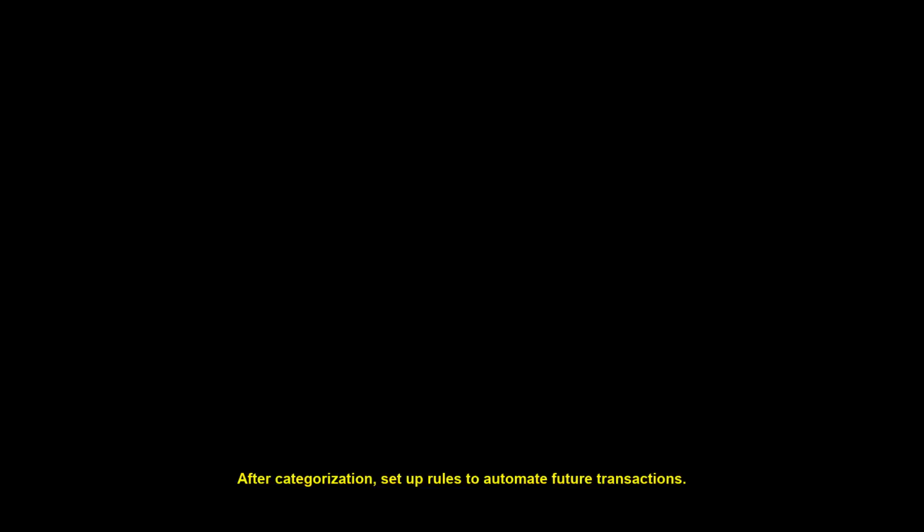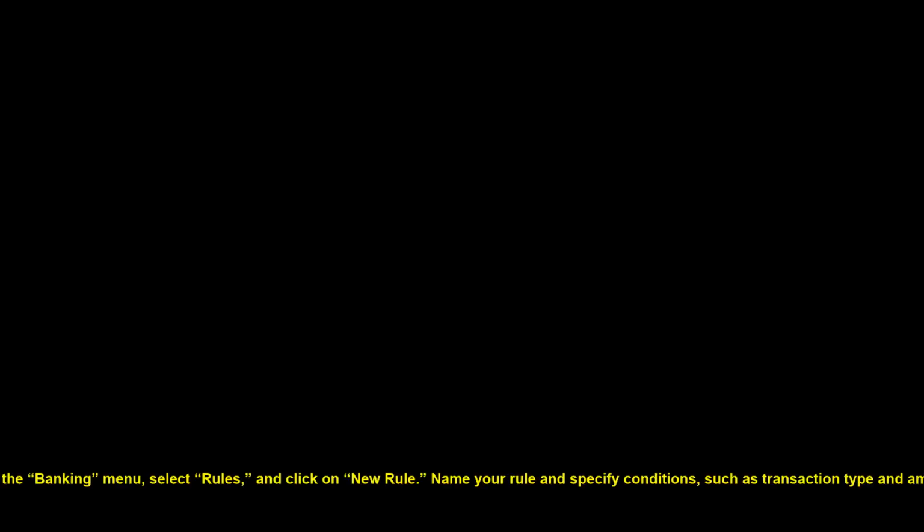After categorization, set up rules to automate future transactions. Go to the banking menu, select Rules, and click on New Rule. Name your rule and specify conditions, such as transaction type and amount. Decide on the category these transactions should fall under. Save the rule to allow QuickBooks to automatically categorize similar transactions in the future.